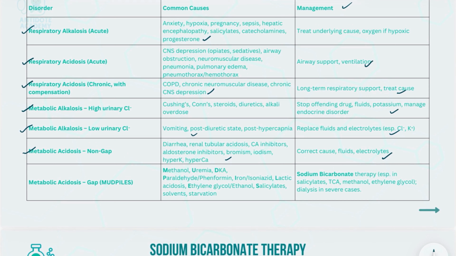Next is metabolic acidosis, that is MUDPILES. We remember this as MUDPILES as a trick. It is caused by M stands for methanol, uremia, DKA, paraldehyde, phenformin, iron, isoniazid, salicylates, and starvation. How do we manage them? We manage it with sodium bicarbonate, especially in salicylate, TCA, methanol, ethylene glycol poisoning, and in severe cases, dialysis is required.